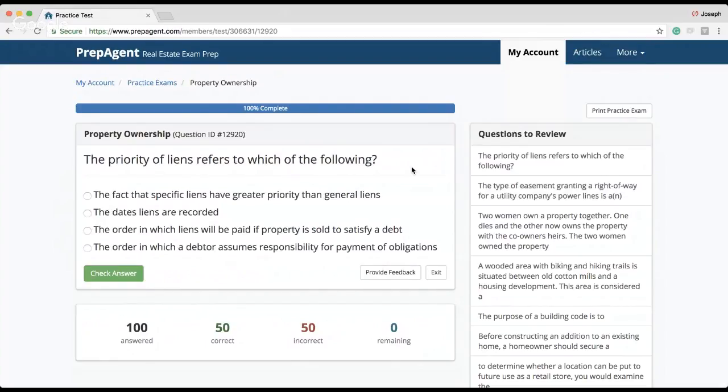The priority of liens refers to which of the following? A, the fact that specific liens have greater priority than general liens. B, the dates liens are recorded. C, the order in which the liens will be paid if property is sold to satisfy the debt. Or D, the owner in which a debtor assumes responsibility for payments of obligations.